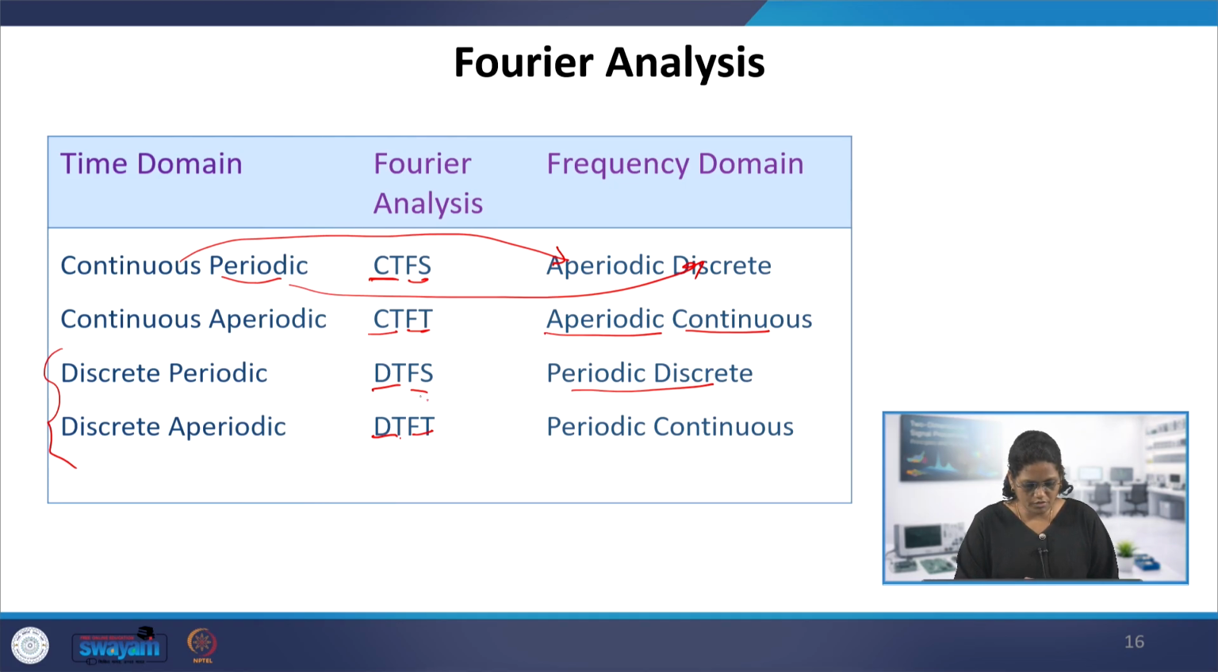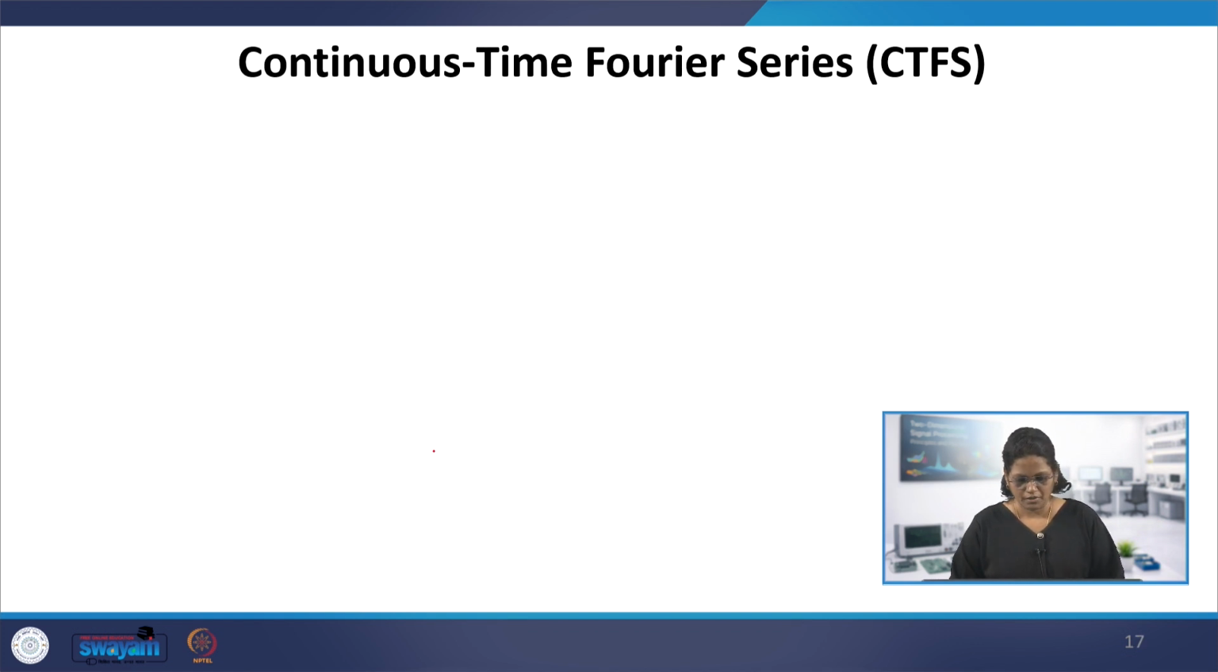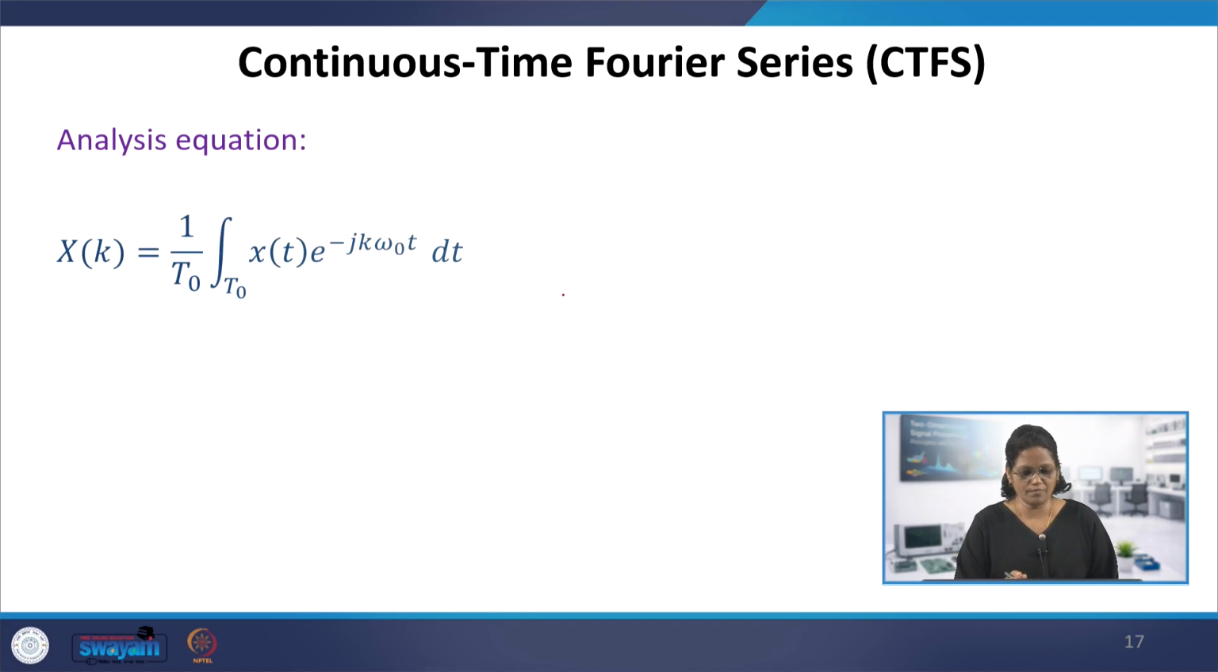This would be very useful, and in 2D it is called the DSFT, discrete space Fourier transform. There is another transform, the DFT, discrete Fourier transform, which is a sampled version of this DTFT, that we would see separately, DFT in 1D as well as 2D. Here we are just giving the analysis and synthesis equations. Anyway, we are not going to deal with CTFS and CTFT in this course.